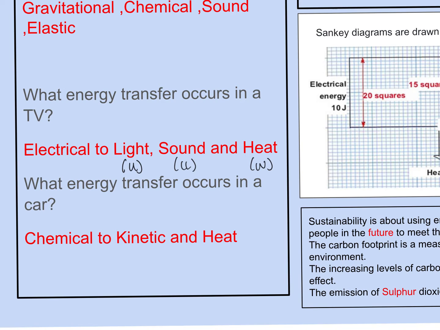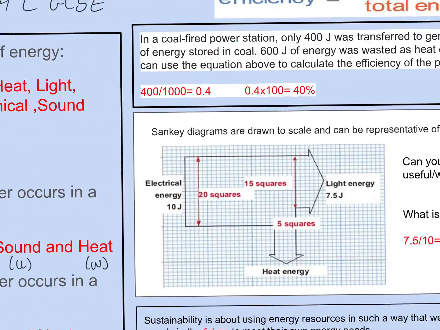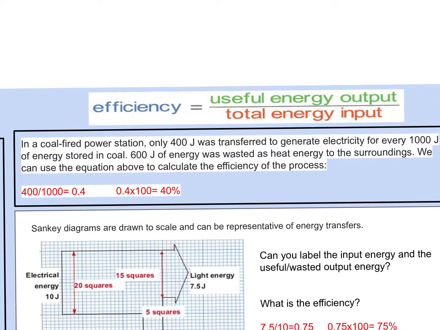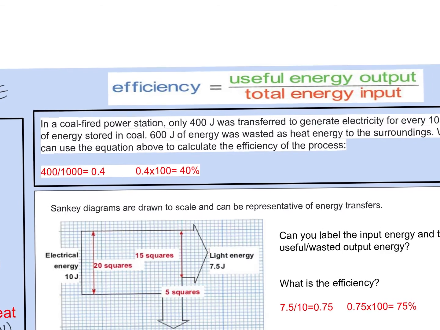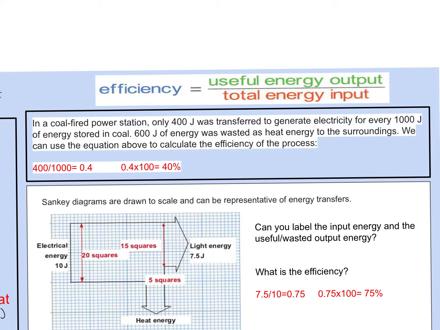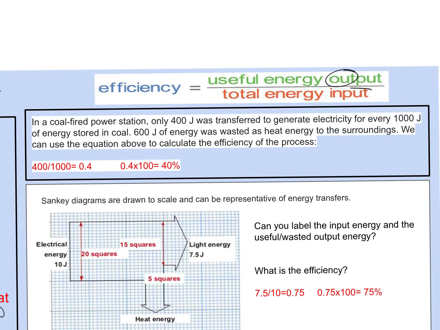What type of energy occurs in a car? So chemical is the energy in. Chemical energy in, and then kinetic and heat. So kinetic being the useful energy and heat being wasted energy. This equation then, nice easy equation, but potentially will be given to you anyway. Efficiency equals useful energy out over total energy in.